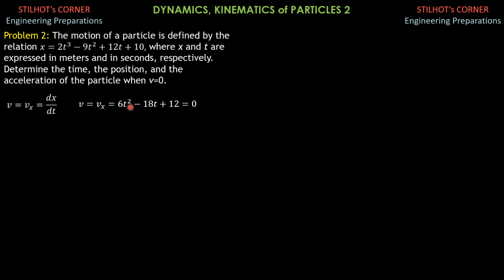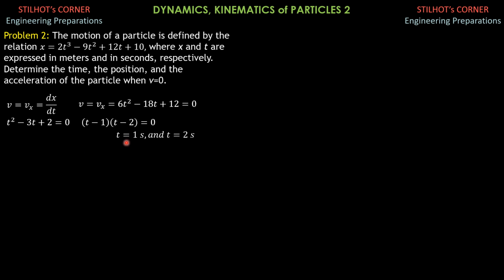So in this expression for velocity, or v sub x, 6 is common, so dividing everything by 6, v equals v sub x equals t squared minus 3t plus 2 equals 0. Then we factor this into the quantity t minus 1 and t minus 2, or you may use your calculator there, equals 0. So that means there are two specific times where the velocity of this particle is 0, and that is when t is 1 second and t is 2 seconds.